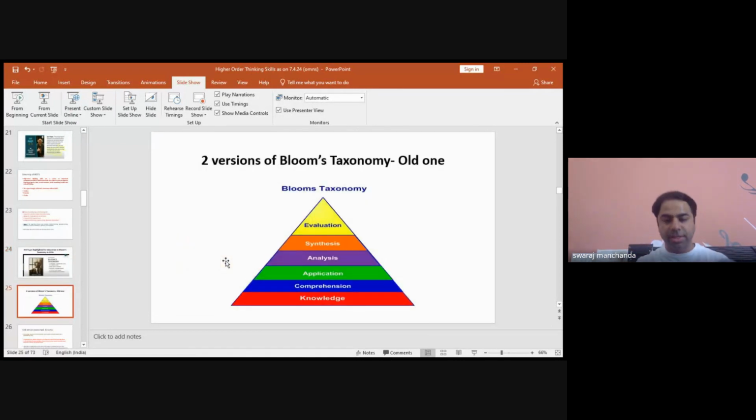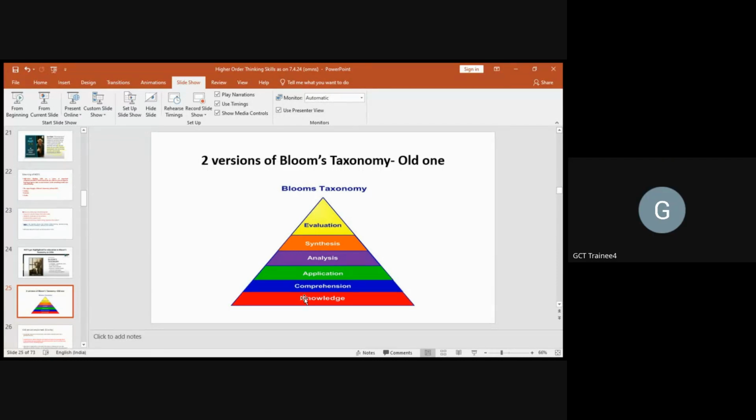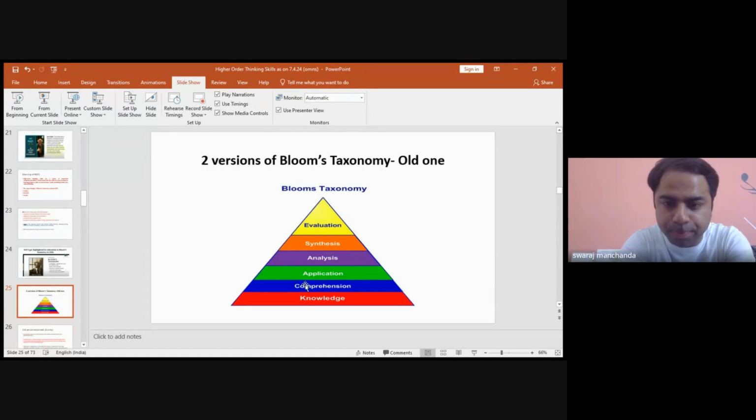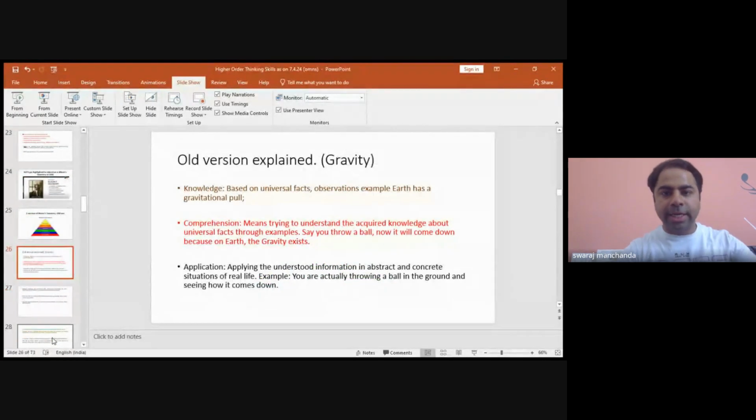I hope this pyramid is visible to everybody. First comes knowledge, then comprehension, then application, then analysis, then synthesis, and then evaluation. Now, if we want to plan our lesson according to this taxonomy, we can do it. Mostly for any subject, we can do it. I have taken the example of gravitational pull, and how we can explain gravity using this taxonomy in brief to the students.